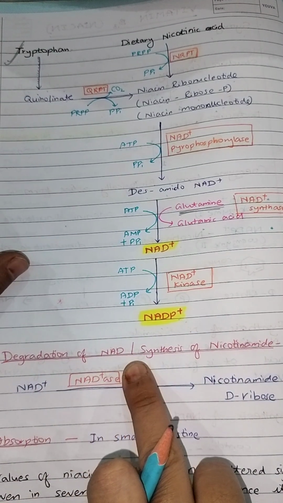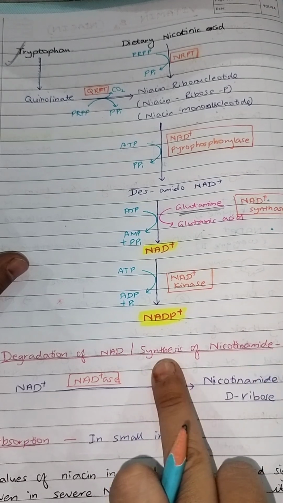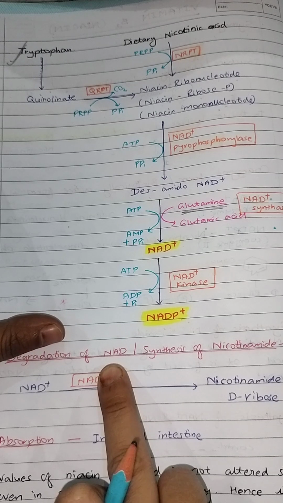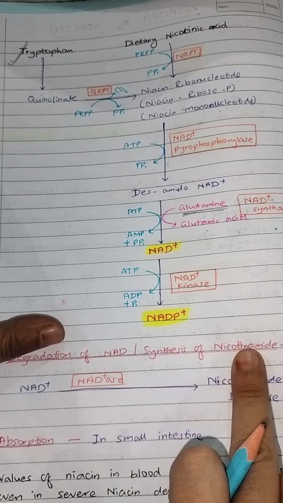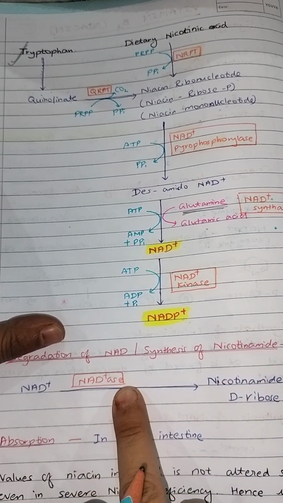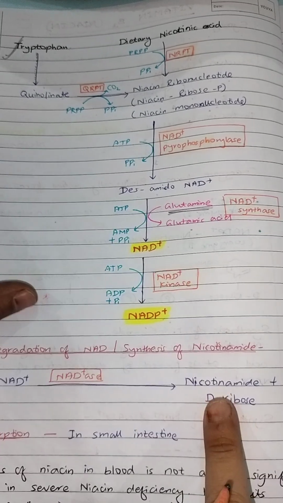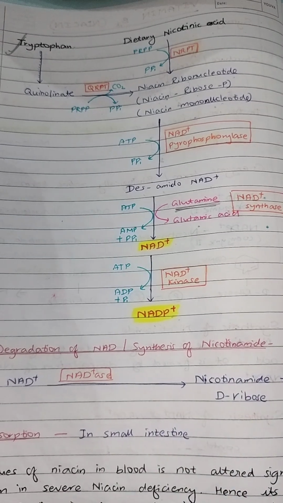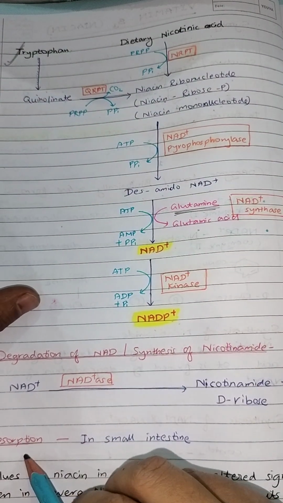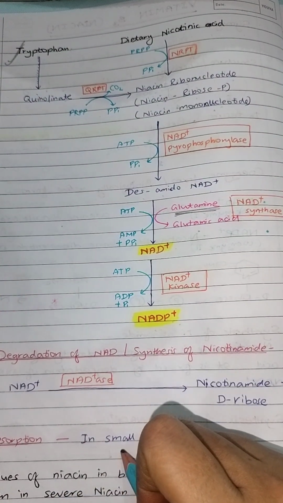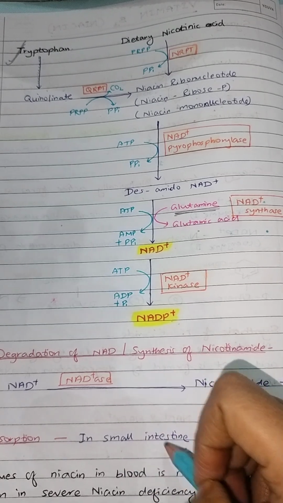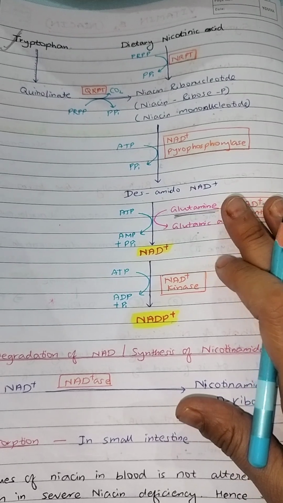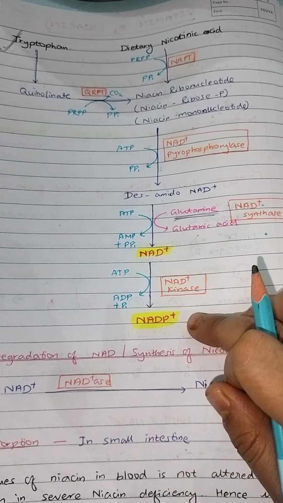Now, degradation of NAD plus and synthesis of nicotinamide. NAD plus is degraded, or nicotinamide is synthesized. NAD plus, by NADase, forms nicotinamide, and D-ribose is formed. Now absorption: mostly the vitamins are absorbed in the small intestine. So here also the site of absorption is the small intestine. So this is about the synthesis of NAD plus and NADP plus.